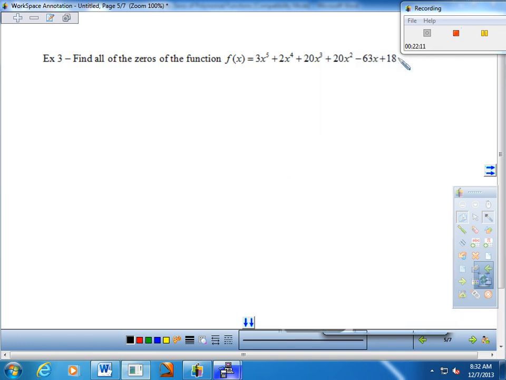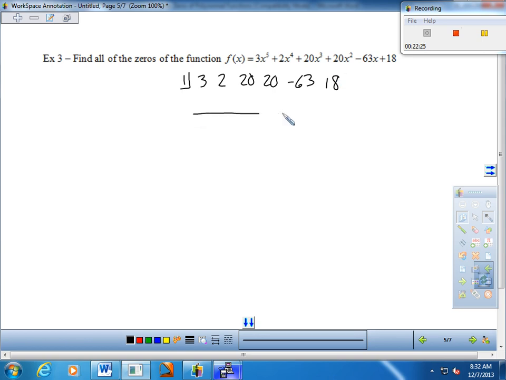So let's start out with the 1. So let's go ahead and do our synthetic on this. Remember, guys, quick but perfect. Okay, so run those numbers across. Let's bring it on down. Here we go. The 3 comes down. Got that. Looking good.